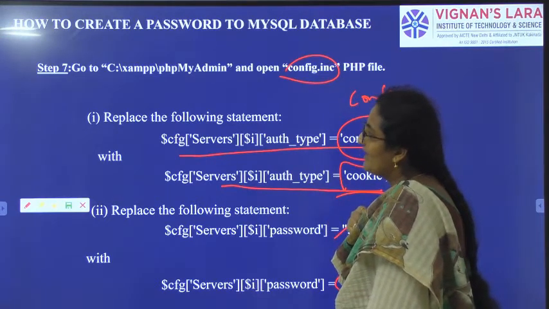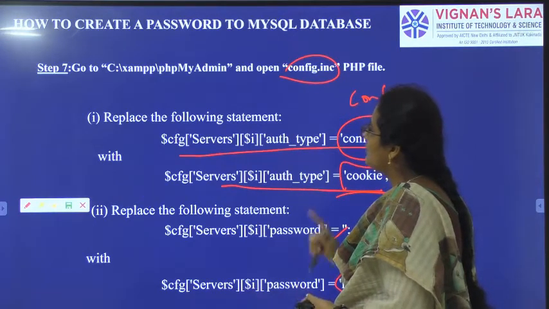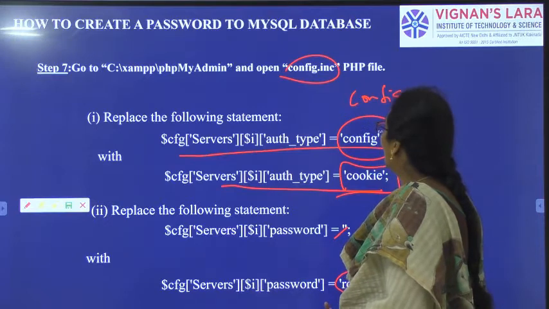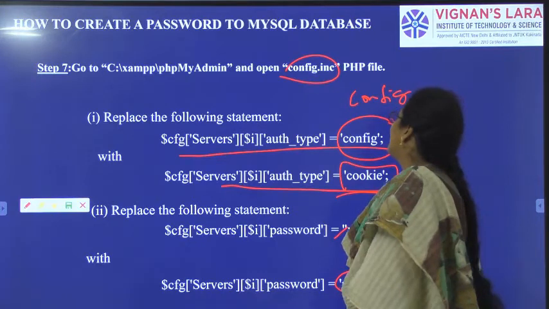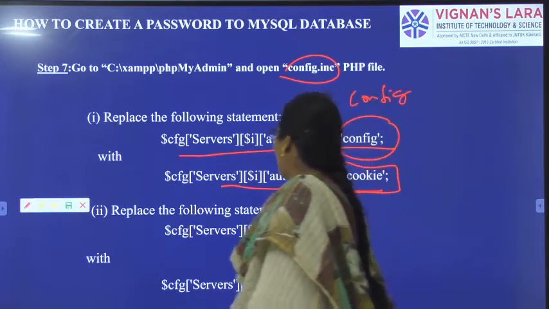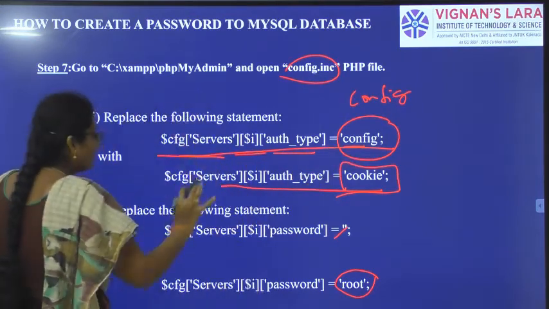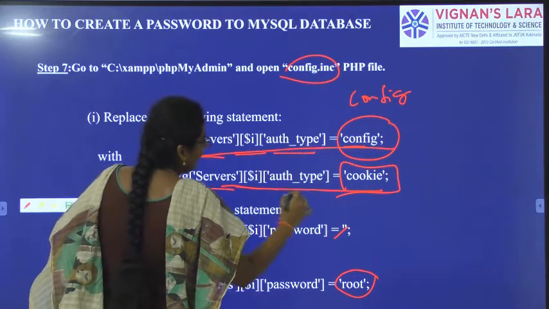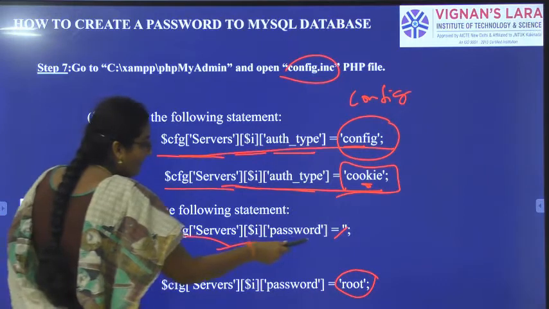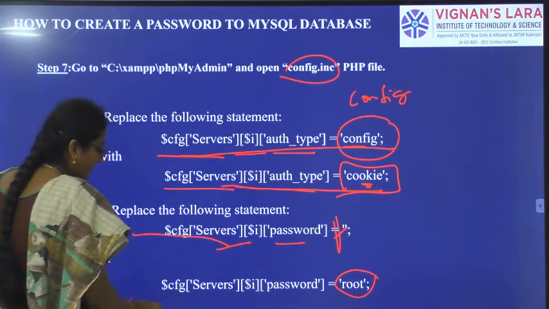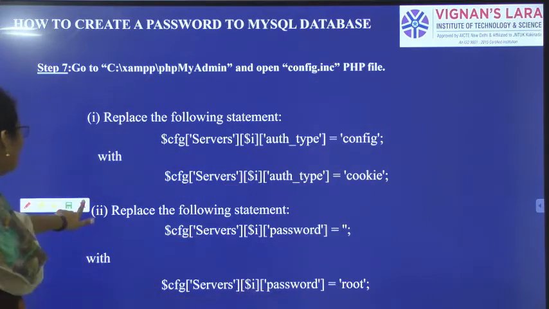After clicking on go button, we have one more step. You should open C drive, you should open XAMPP folder, you should open phpMyAdmin. You should open config.inc PHP file. In that config.inc PHP file, we will have the statement like servers $i authentication type config. That should be changed to servers $i authentication type cookie. And one more change, we will have servers $i password nothing. That we should change to servers $i password root. So these 2 changes you have to do.